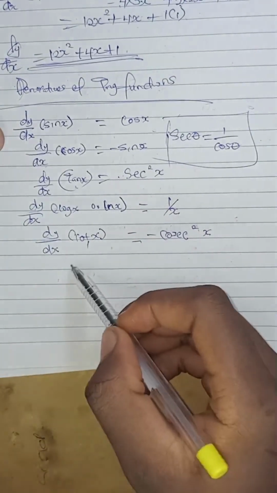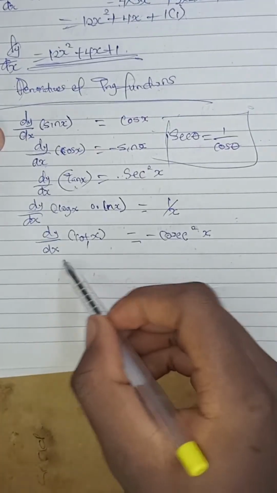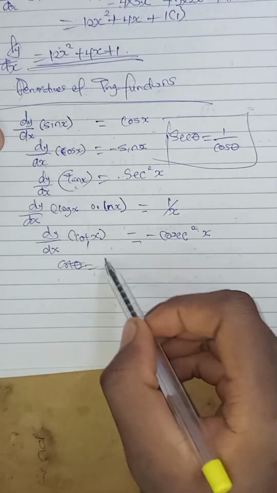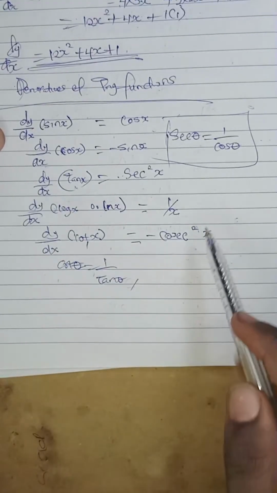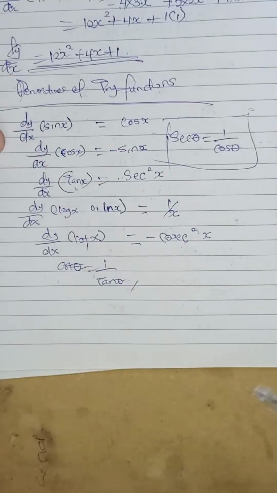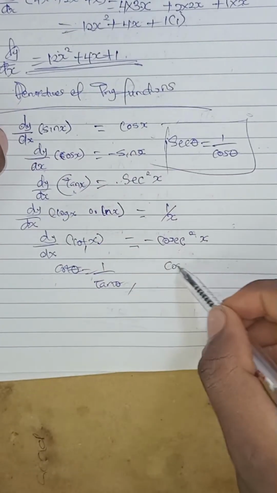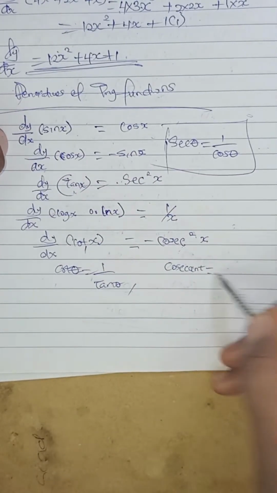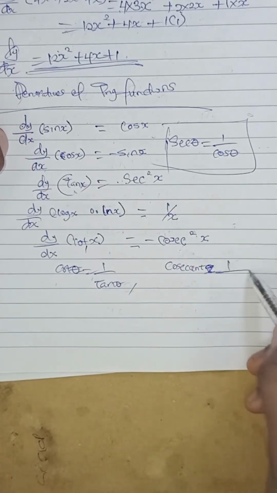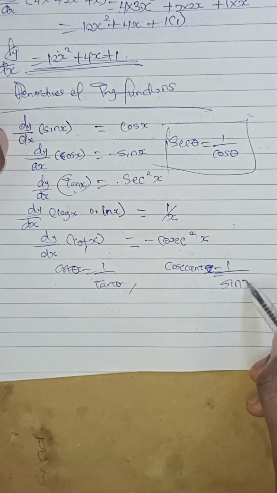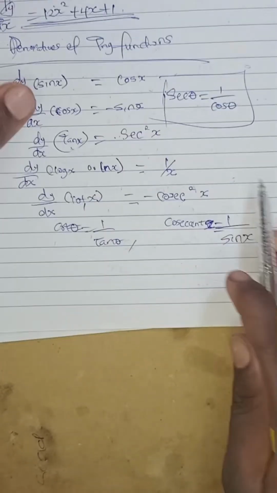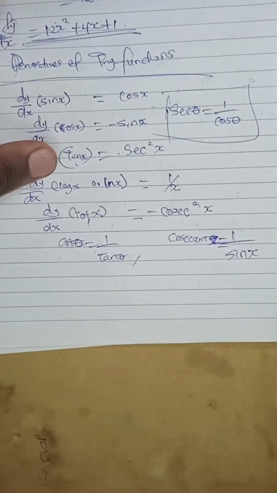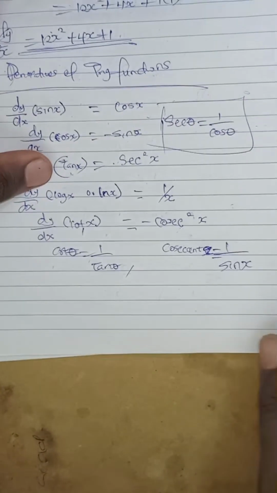Now cot theta refers to the inverse of tan theta. So cot theta is equal to 1 over tan theta. Take note. And cosecant is the inverse of sin theta. Cosecant x is equal to the inverse of sin x. Yeah, so take note of these important ones. So now we're going to be solving the problem. Let's solve a question on this.